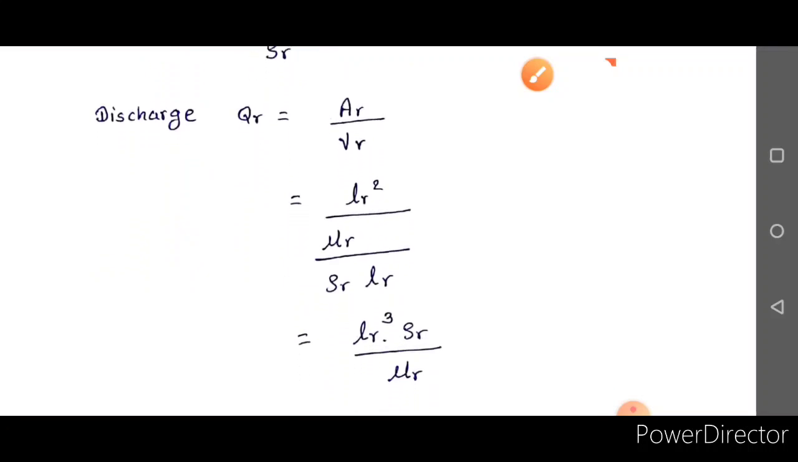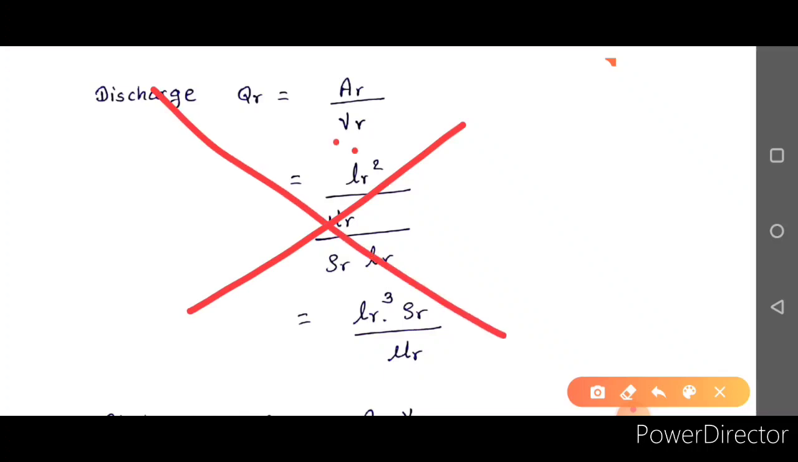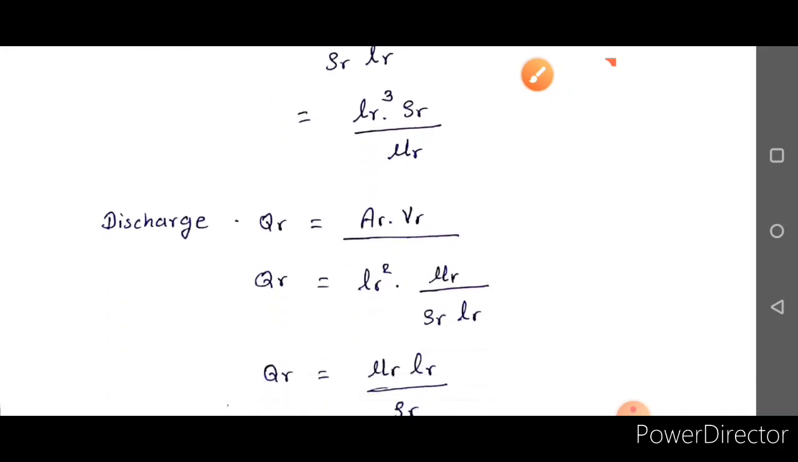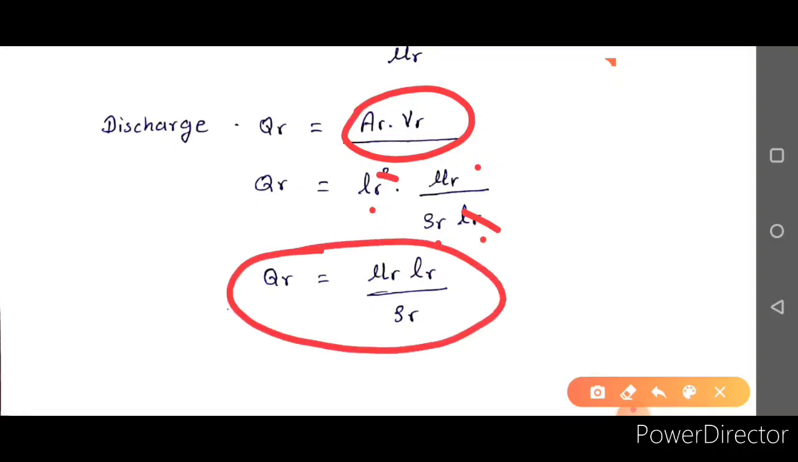Now discharge Q r. Q r equal to A r divided by B r is a wrong definition. So what is the correct equation? The correct equation is discharge is equal to area into velocity, as per the continuity equation. So area means L r square and velocity means mu r divided by rho r into L r. So one L r gets cancelled out and the final equation derived is discharge is equal to mu r L r divided by rho r.